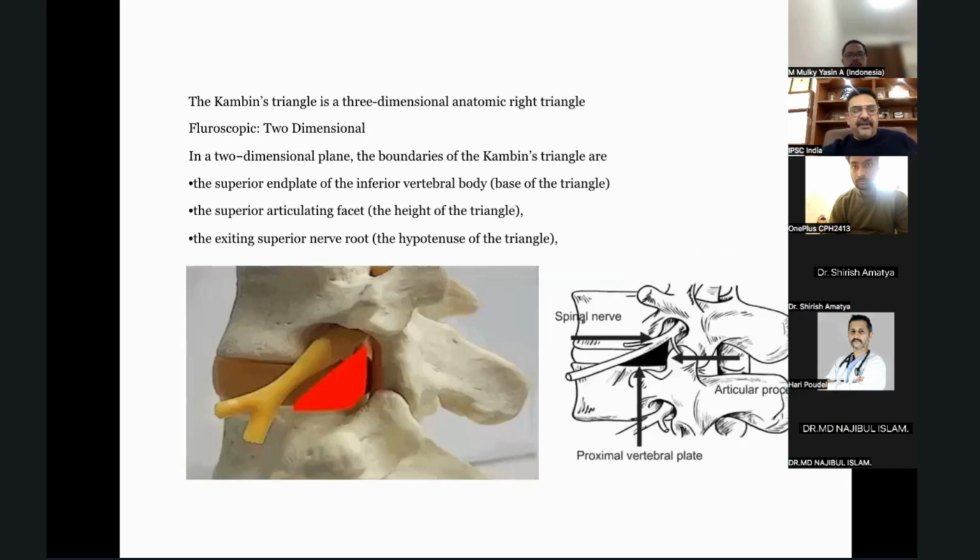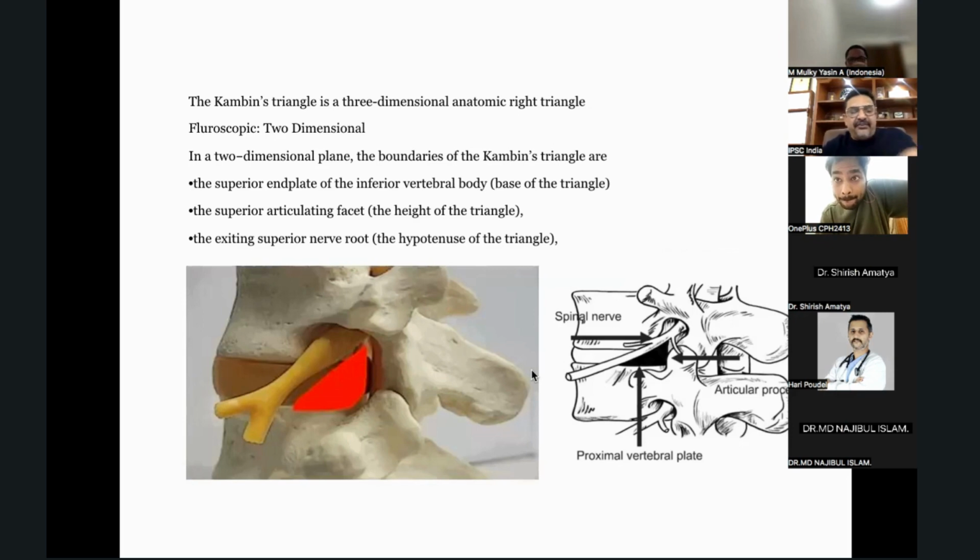is the one which we normally use for our transforaminal approach. So this is the Cambridge triangle. It's a three-dimensional right triangle. But whenever we go into this triangle, we are using the fluoroscope. So that's why it becomes two-dimensional for us.